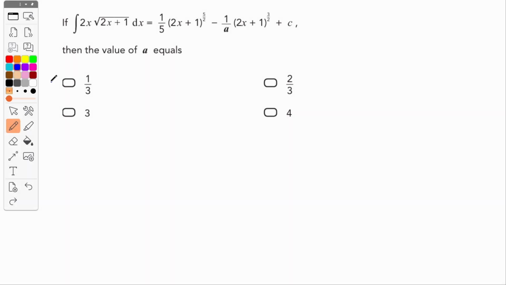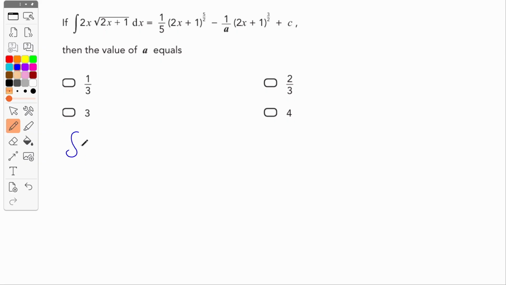Next, the integral of 2x times the square root of 2x plus 1 dx equals 1 over 5 (2x plus 1) to the power of 5 over 2 minus 1 over a (2x plus 1) to the power of this. The question here is we need to find the value of a. What is the value of a here? The value of a equals what? So we should solve this one.